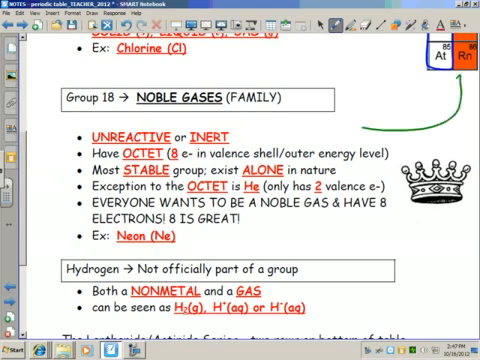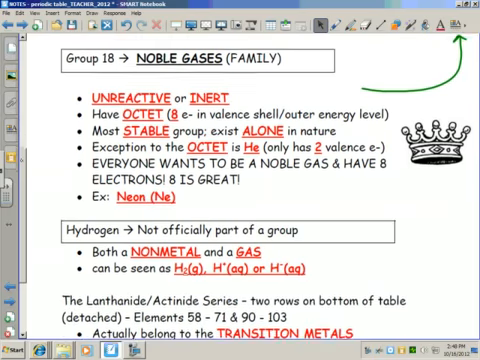This is group 18. They're inert or unreactive. That's because they already have 8 valence electrons. So they've filled their octet, that valence shell. These guys do exist alone in nature because they don't want to combine with anything. They don't need to form any bonds. They already have an octet.